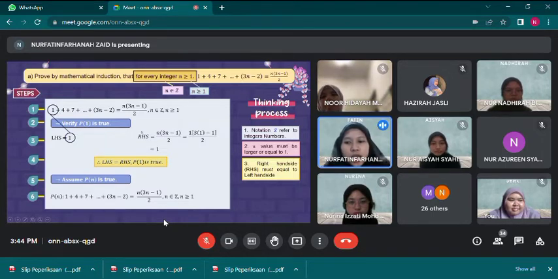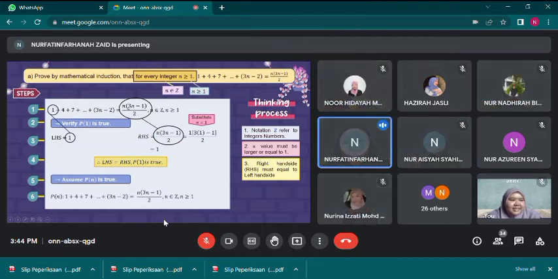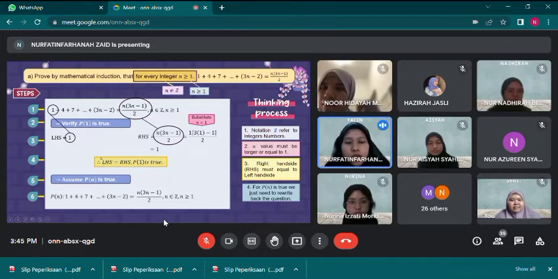As for the right hand side, we will need to substitute n equal to 1 into n(3n minus 1)/2. Then you shall see that the result of the right hand side is actually equal to the left hand side: 1 equal to 1. So we must write a conclusion that left hand side is equal to right hand side, P1 is true.